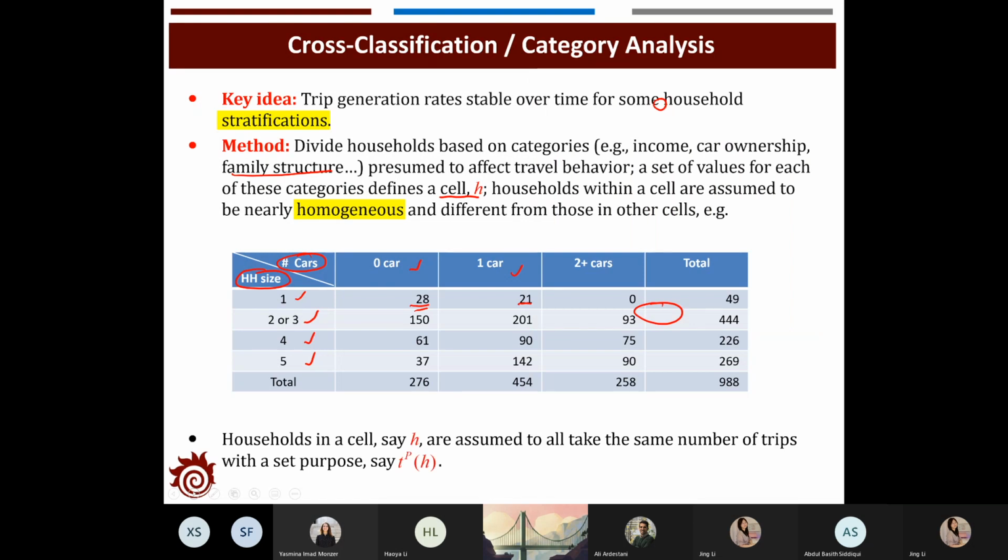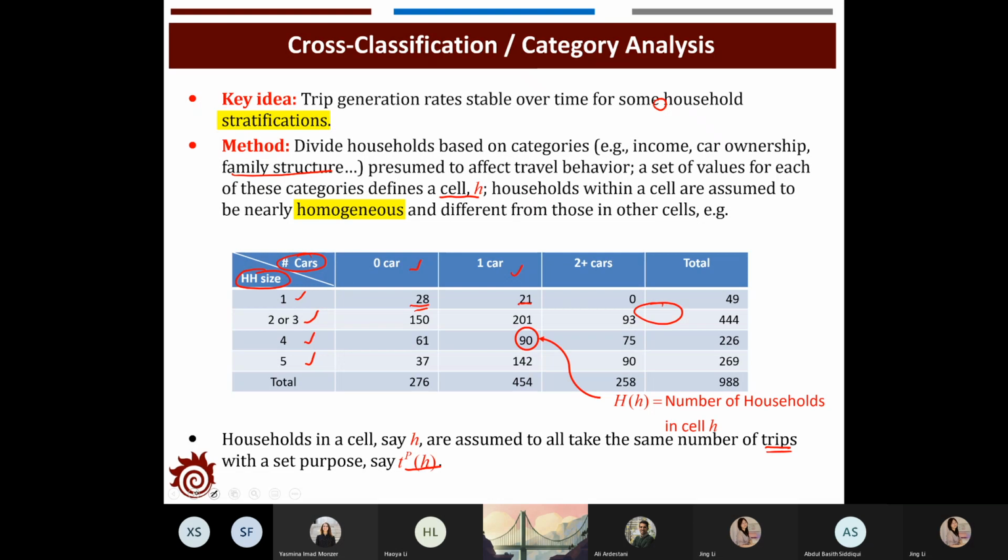So with that, we will define the value. We will define the number of trips in cell H as TPH, and we need to calculate the value of TPH based on the cross classification analysis. So now let's see how to do this calculation.